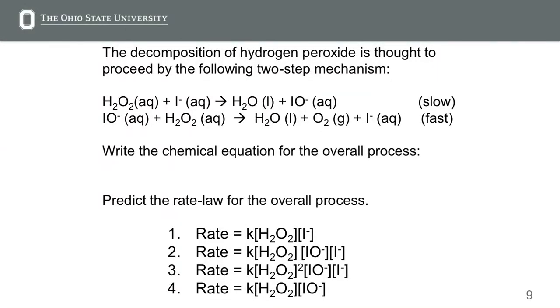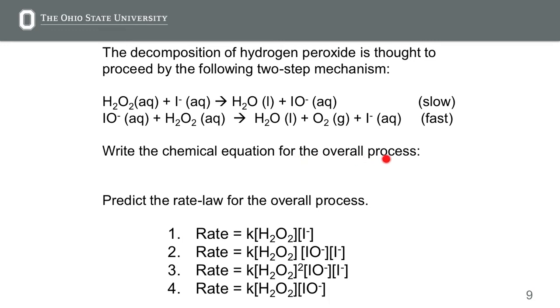Let's take a look at two elementary reactions that combine to form an overall mechanism for a chemical process. The first step is slow, and the second step is fast. We have H2O2 combining with I minus to form H2O and IO minus. And then IO minus reacts with H2O2 to form H2O, O2, and I minus.